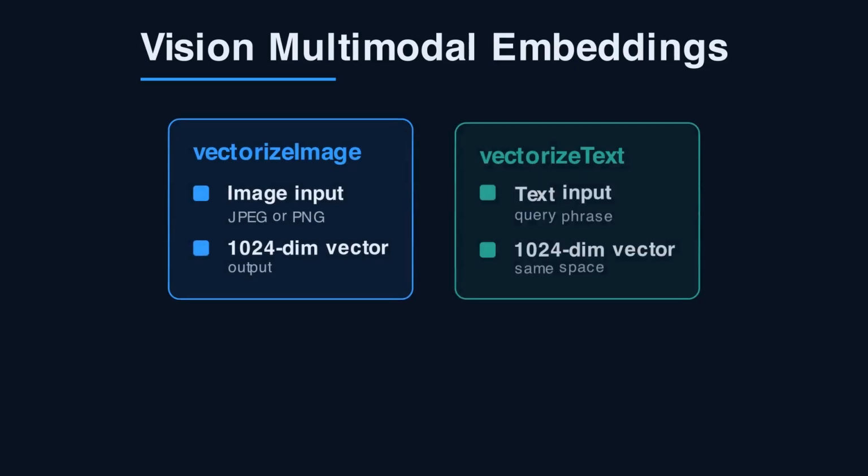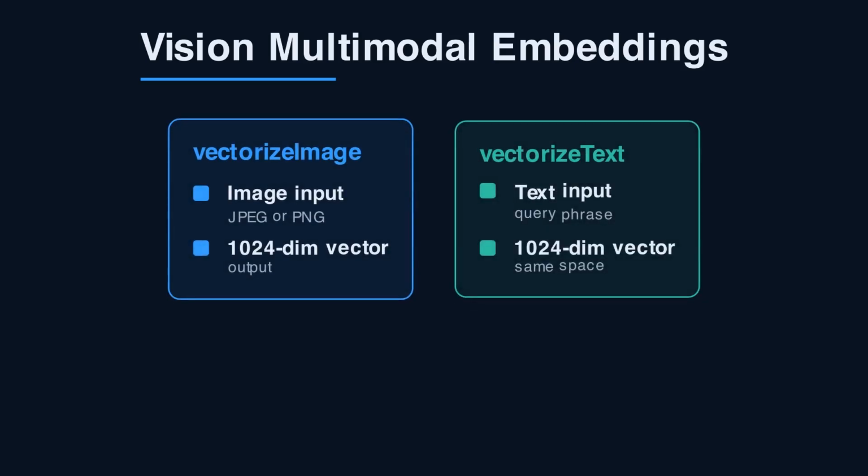Azure AI Vision has 2 Vectorize endpoints. One takes an image, one takes text. Both output vectors in the same 1024-dimension space. That alignment lets text find images and images find images. The feature ships in specific regions only. Check the current docs before picking a region. Images must be between 1 kilobyte and 20 megabytes. Keep that in mind for large catalogs.